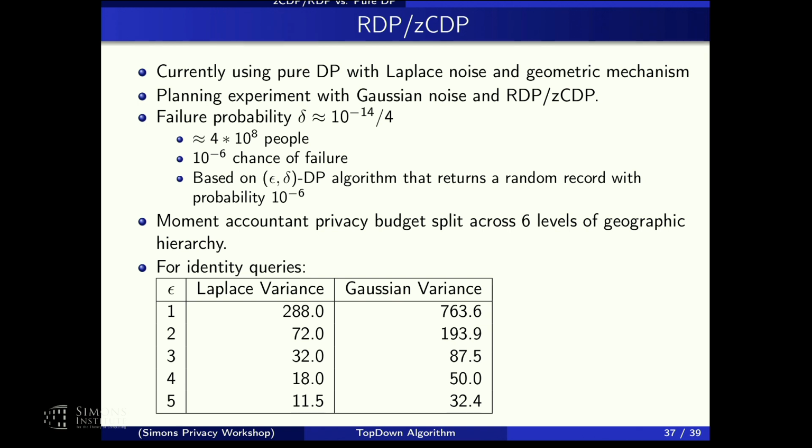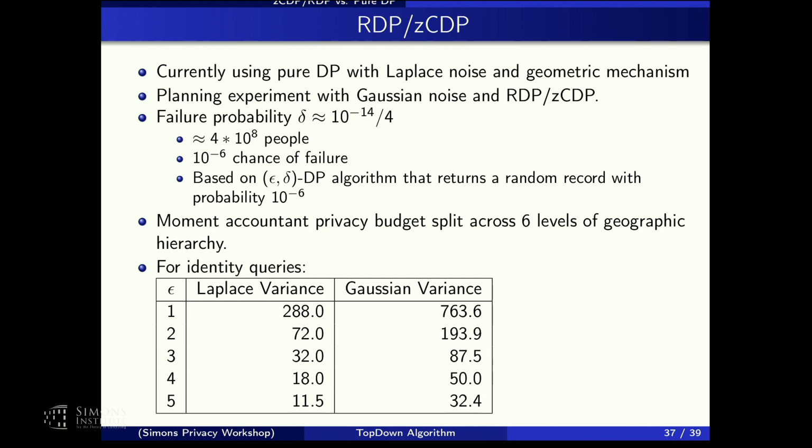Right now, we're using pure DP with Laplace noise, sometimes the geometric mechanism. We're planning some experiments with RDP and zCDP. For some initial setup and some initial numerical findings, first, we'd like the numerical probability to be really small. If you think of the classical approximate differentially private algorithm that with some probability chooses a random record and releases it, we want to minimize the probability of that happening. With roughly 400 million people and a 1 in a million chance of releasing anyone's record, we would be setting epsilon and delta to something really small.